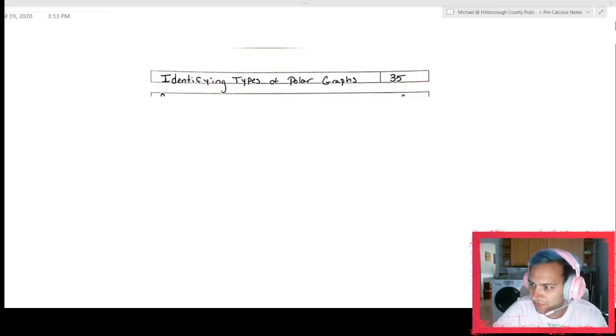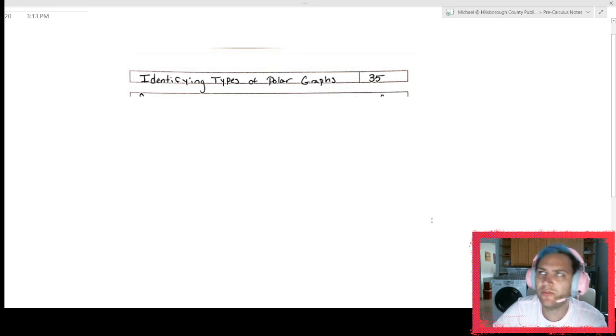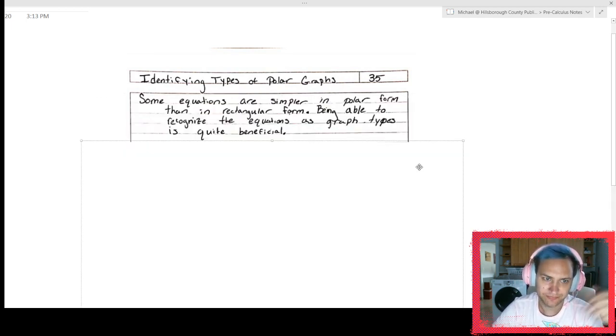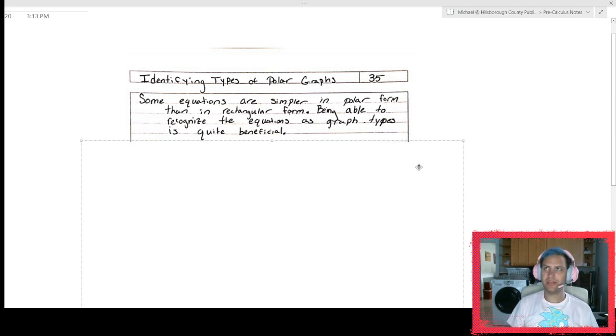Today's goal is talking about identifying types of polar graphs, being able to look at equations and recognize them. Just like if you looked at the equation y equals mx plus b, you know it's a line. If you looked at x squared plus 3x plus 2, you know it's a parabola. We know those things from practice. Same thing's going to happen here. We can look at these equations and say, this is going to be this type of graph.